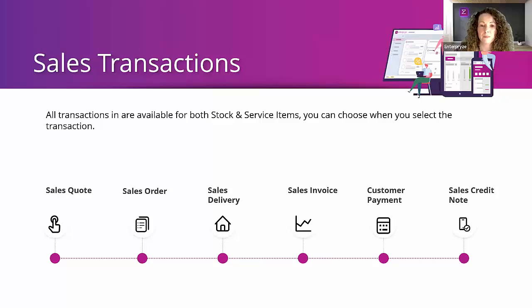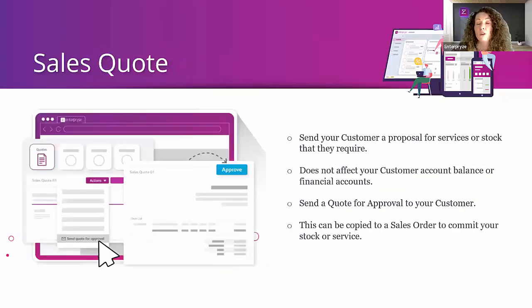The great thing with all of these different types of transactions is that you can copy from one to another. So you can go from quote to order, delivery, etc. So copy from, or you can do a copy to. So whichever transaction that you want to be on to start the journey. The quote we've mentioned already, what it is and how it doesn't commit the stock yet or services, but all you're doing is making a proposal of a sale to your customer or your prospect.